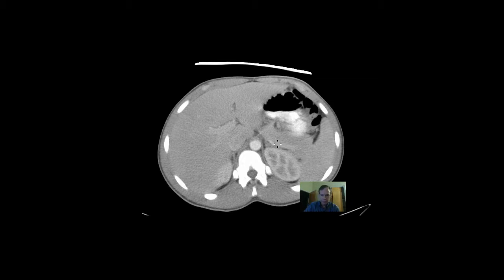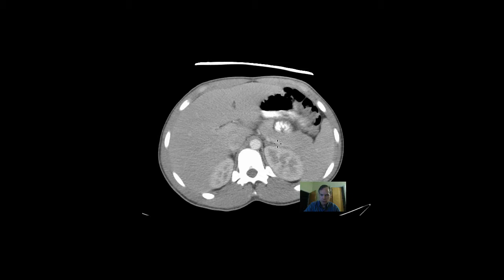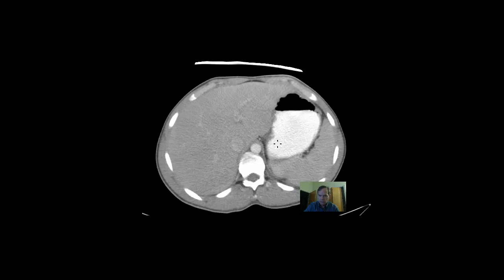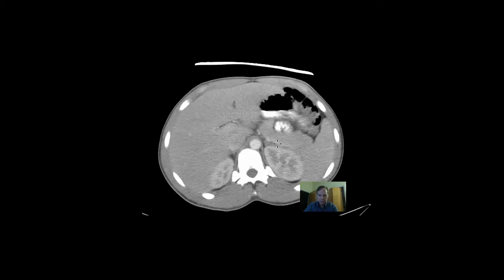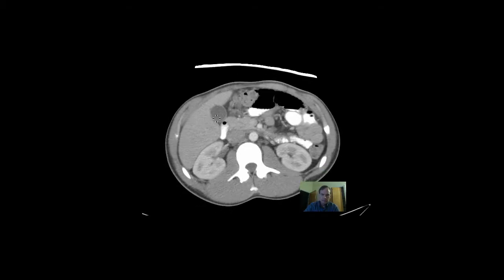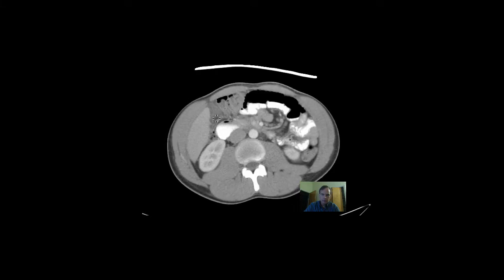The splenic vein has a pretty constant relationship to the pancreas, being posterior to the pancreas along its entire length. The splenic artery tends to become more tortuous with age, and therefore has less of a consistent relationship anatomically to the pancreas. We can see the gallbladder here. There's the gallbladder. No obvious abnormalities there.